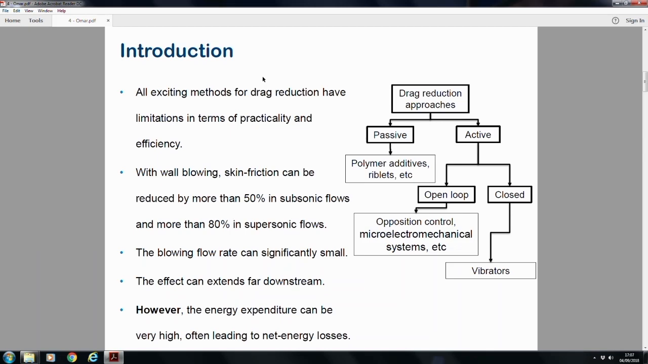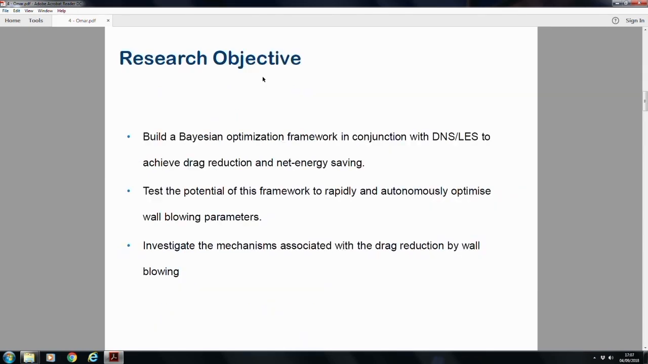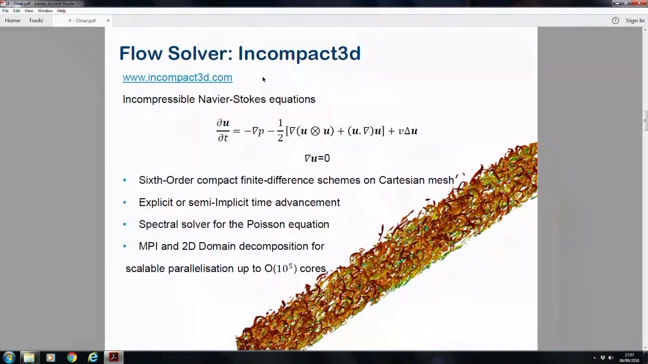But still, the energy expenditure by the blowing system is very high and can exceed the energy we save by reducing the drag. So the research objectives are to build a Bayesian optimization framework in conjunction with DNS and LES to achieve drag reduction and net energy saving, and to test this framework to see how fast it can reach the optimum parameters for wall blowing. And also, we'd like to understand the mechanism associated with drag reduction with wall blowing.